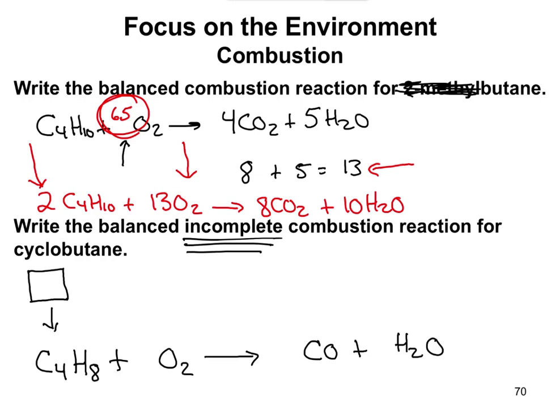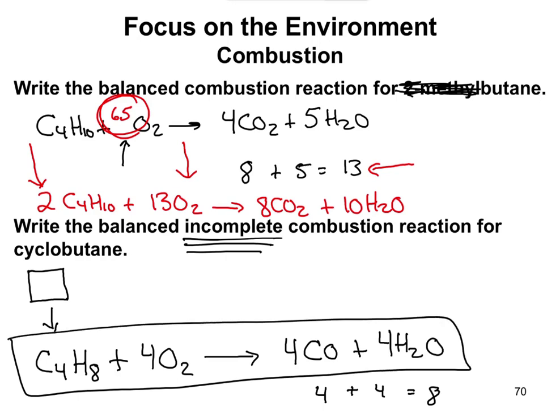Follow the same pattern as before. Balance your carbons first. So we're going to put a 4 over there. Balance the hydrogens next. We have 8 on the left, so we need to put a 4 in front of water. That gives us 8 on the right. Now we add up our total amount of oxygens. We're going to have 4 in CO, and we're going to have 4 in water, so it's going to give us 8 total. We put a 4 there, and that's our final answer.